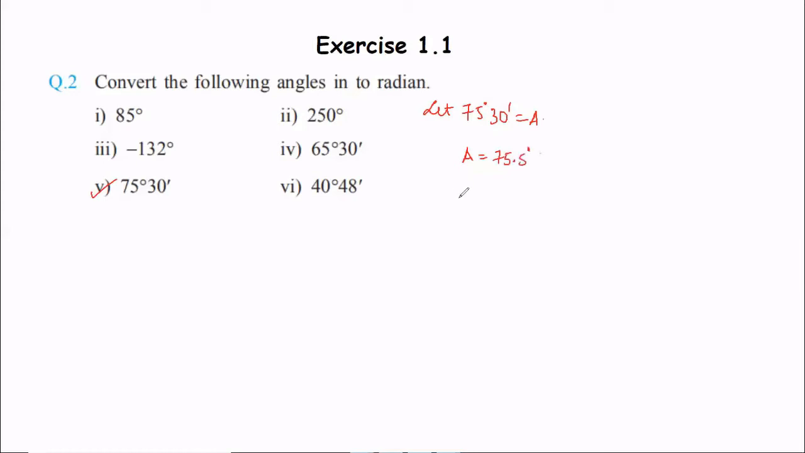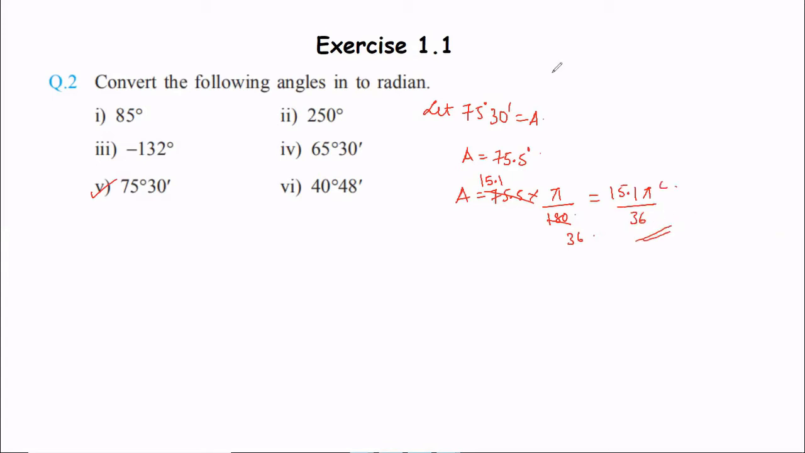Okay, so A is equal to 75.5 into pi upon 180. Cancellation begins. This and this both go by 5. This is 36. This is 1, 5.1, 15.1. Can we cancel further? Let it be over here. So we will get 15.1 pi upon 36 radians. That's the answer for the fifth question.